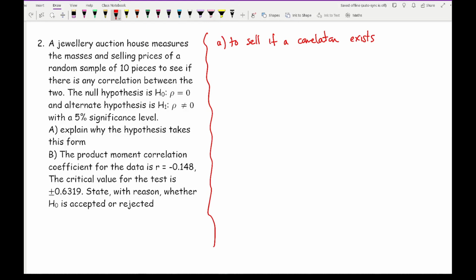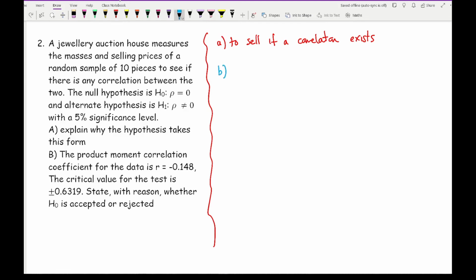And again, in terms of correlation, you just want to see if a relationship exists between the two, and that's the reason why. I personally would see this as a 1-mark question, so you don't want to think too much about it as long as you're writing something down. Now in terms of B, what we then need to do is go through the steps.